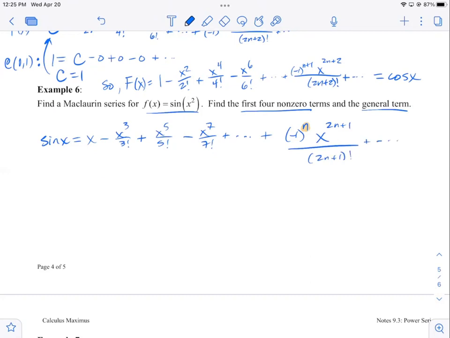So notice sometimes that alternator, negative 1 to the n or n plus 1, sometimes we put it out front by itself. Sometimes it just wants to belong, feel important, so we put it as a factor in the numerator. It's really the same.